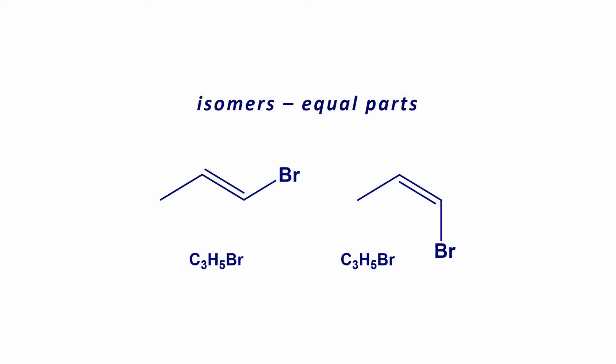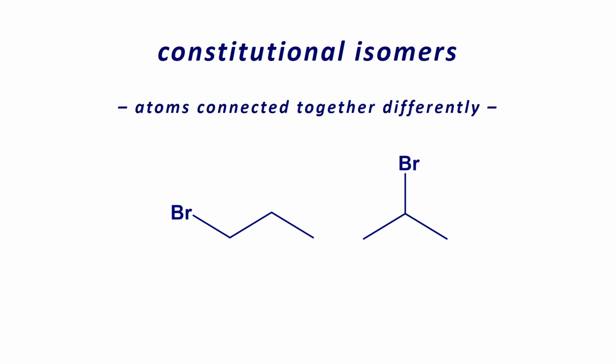It turns out there are several different ways for molecules to be isomeric. Constitutional isomers have different makeup or constitution. The atoms are connected together differently within each molecule. This is the case for the bromopropane isomers we saw a minute ago. In the left-hand structure, bromine is attached to the first carbon in the chain. In the right-hand molecule, bromine is connected to C2.